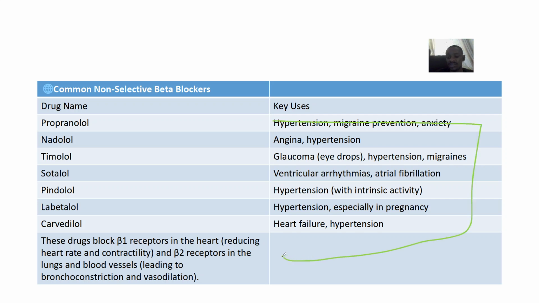So for the examples of the non-selective, these are the drugs on this other side and their key uses, which I advise you to pause this video to observe this table very well. So we have propranolol, Nadolol, Timolol, Sotalol, Pindolol, Labetalol, and Carvedilol. All of them, you can actually see their key uses.